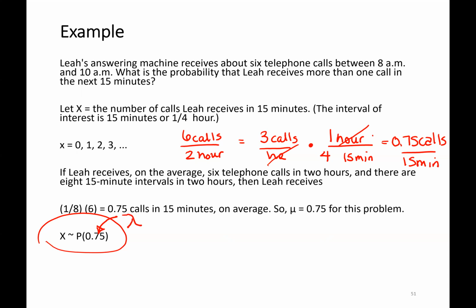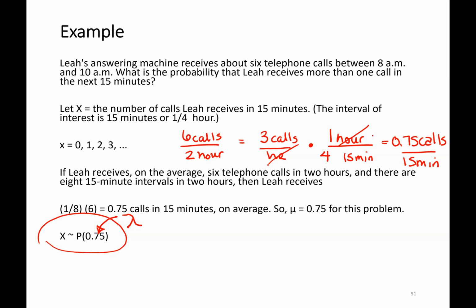And this 0.75, we call that lambda. That is the Greek letter lambda. So this average, and the time period that you're interested in, is called lambda. So in our case, lambda is 0.75.